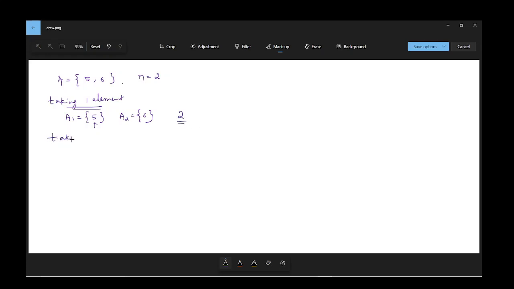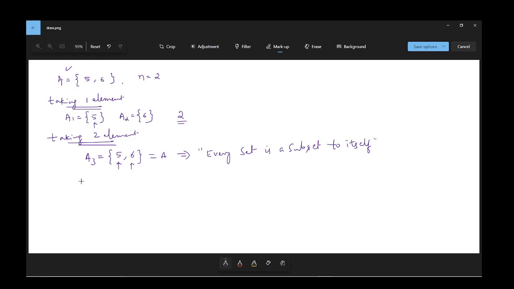Now let us take two elements at a time. I can write A3 as 5 comma 6. Is A3 a subset of A? Yes, it is, because both 5 and 6 belong to A. In fact, A3 is nothing but A itself. So this tells us a subset can be the set itself. Another note we can take here is every set is a subset of itself.